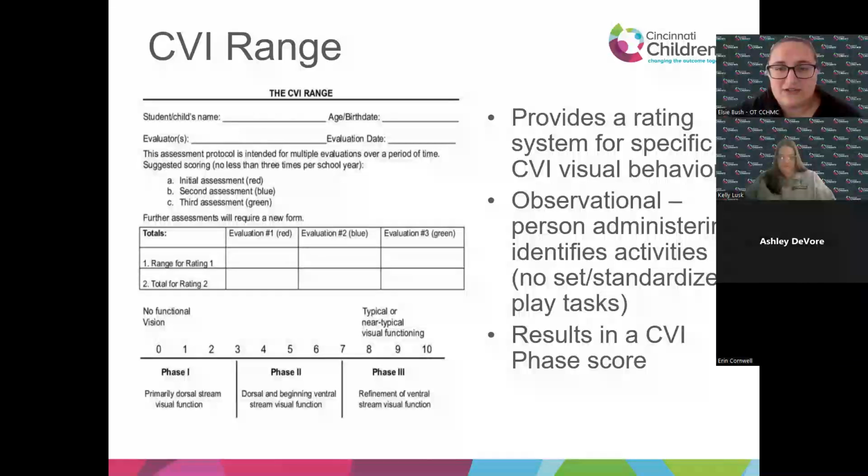So how the CVI range works, it's observational. The person who is assessing identifies activities that they'll do with the child. Based off those activities and how the child performs, you're going to rate them on these different characteristics of CVI that are identified in the scale, which will ultimately result in a CVI score, which will give you a phase. Phase 1 CVI is those lower level skills. Phase 2 is kind of intermediate abilities. And then phase 3 is your highest level, more subtle CVI challenges.